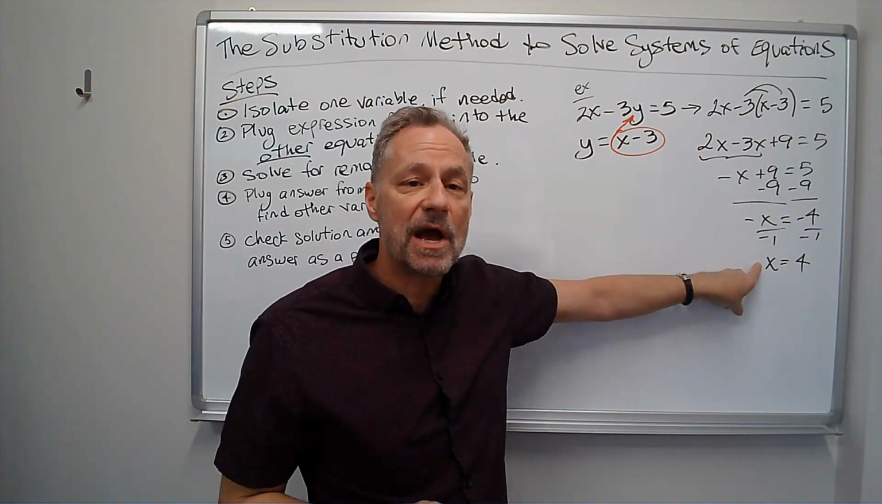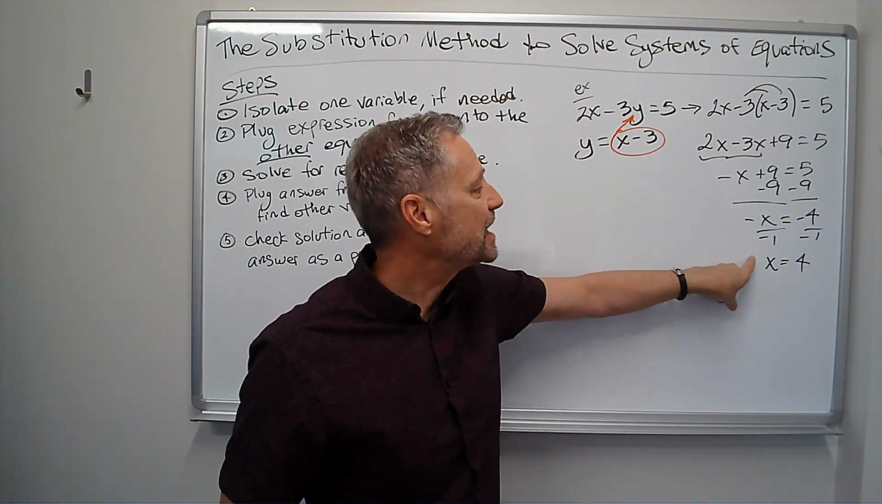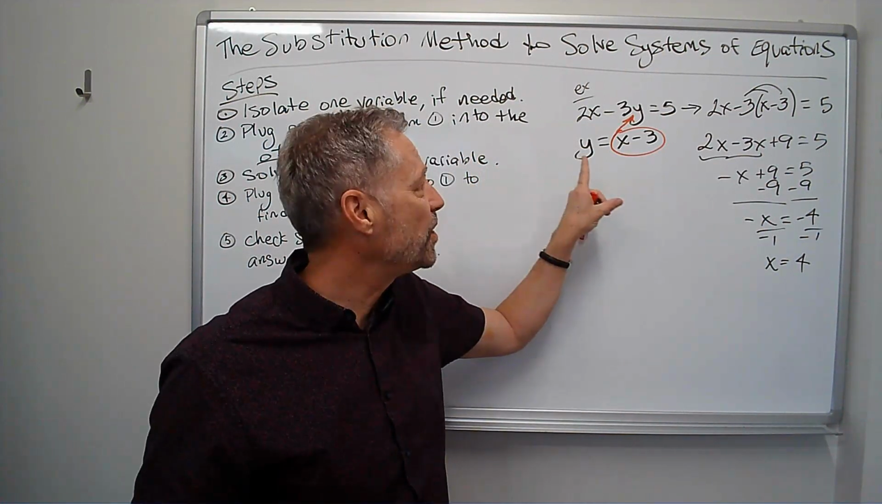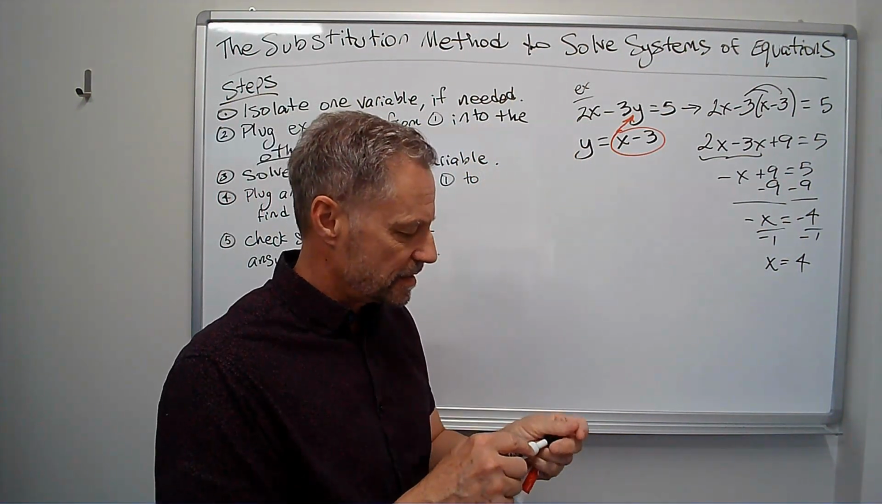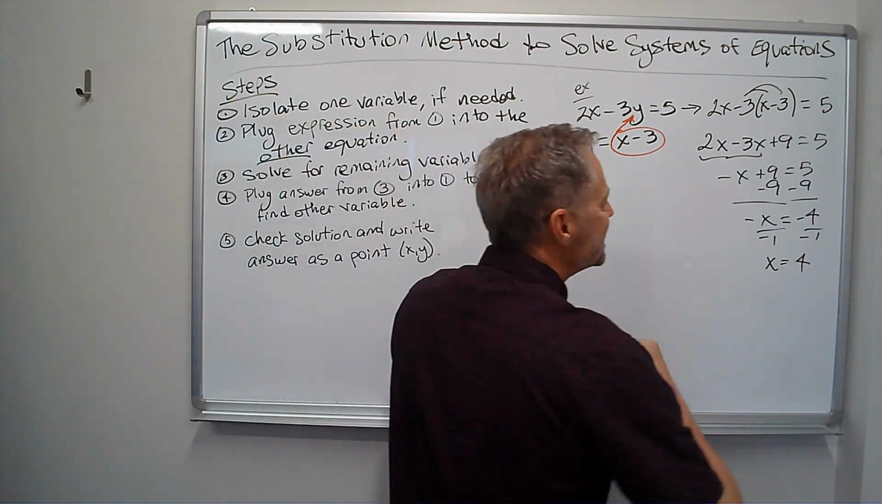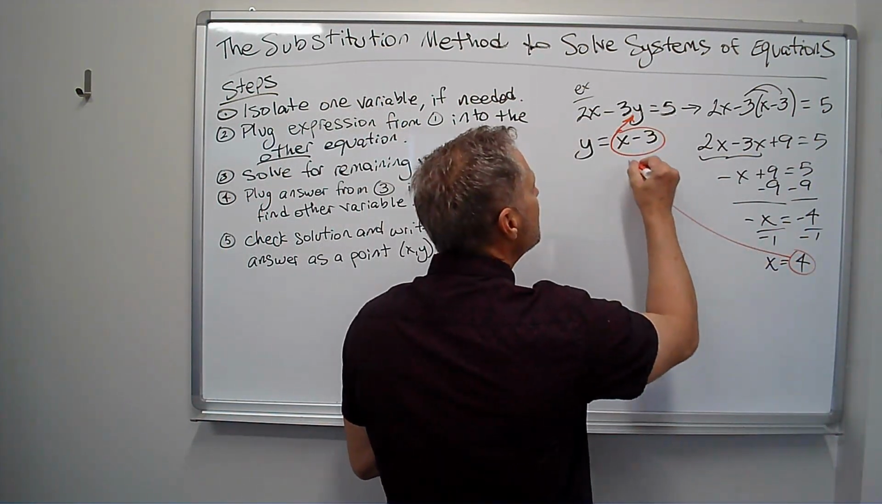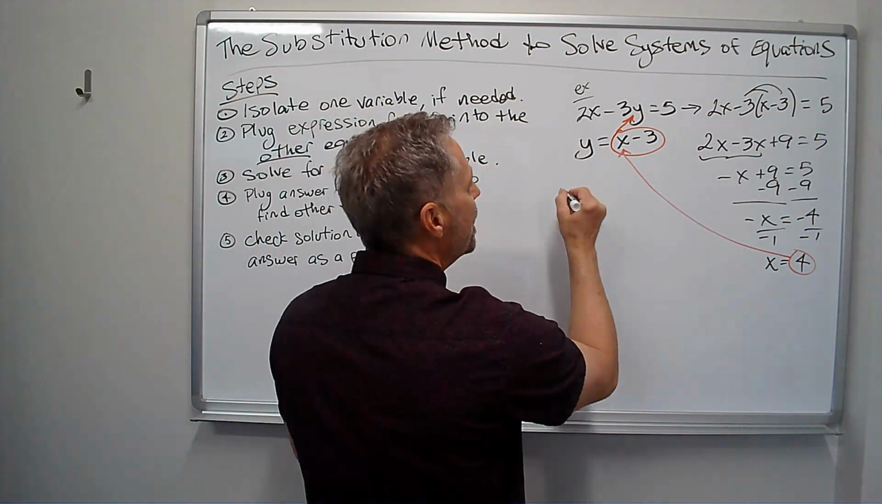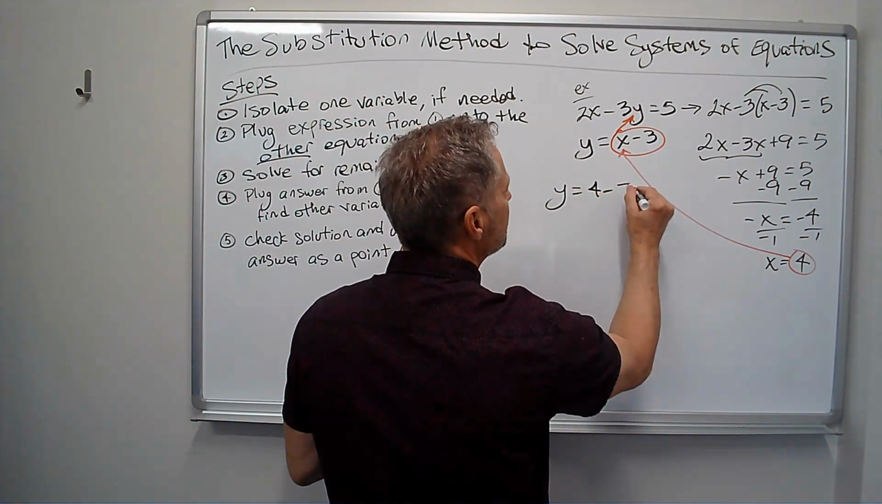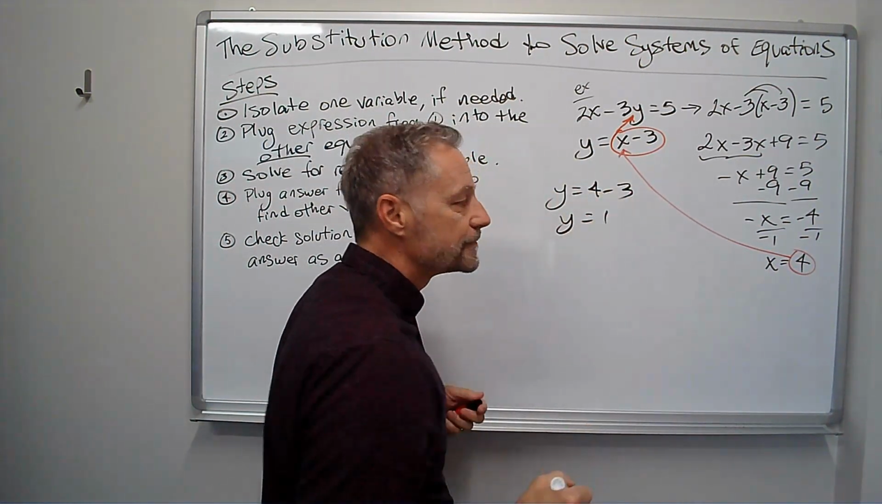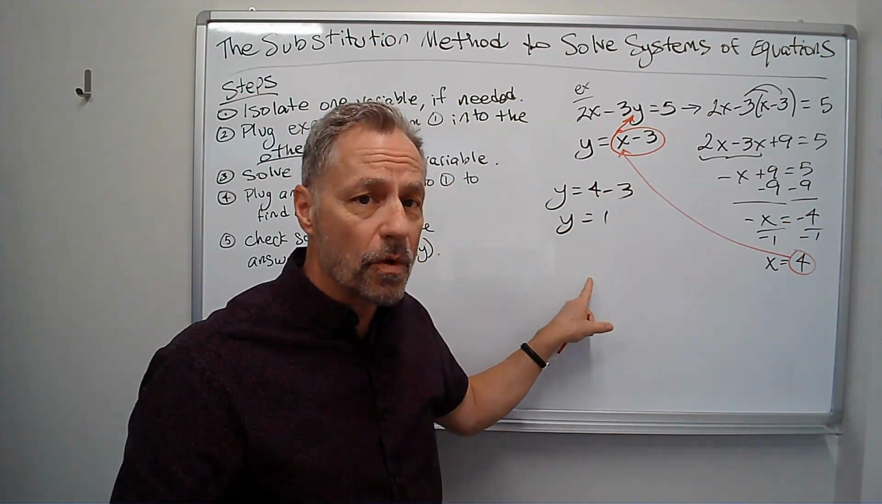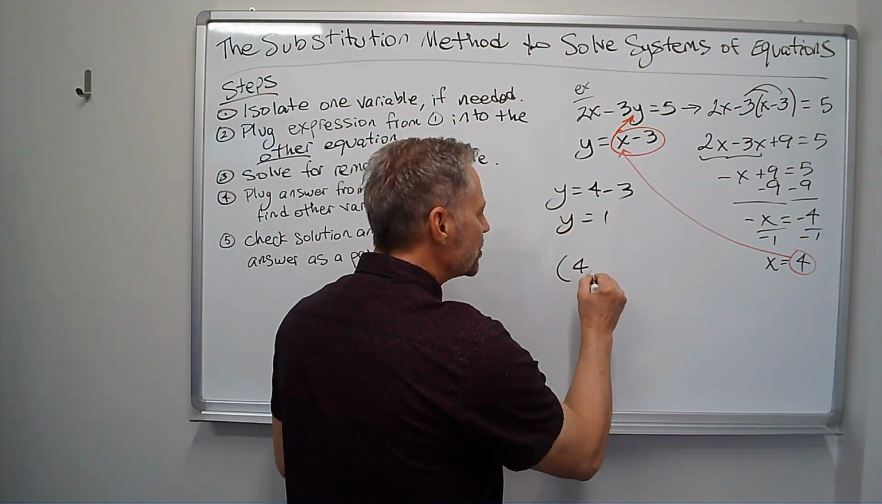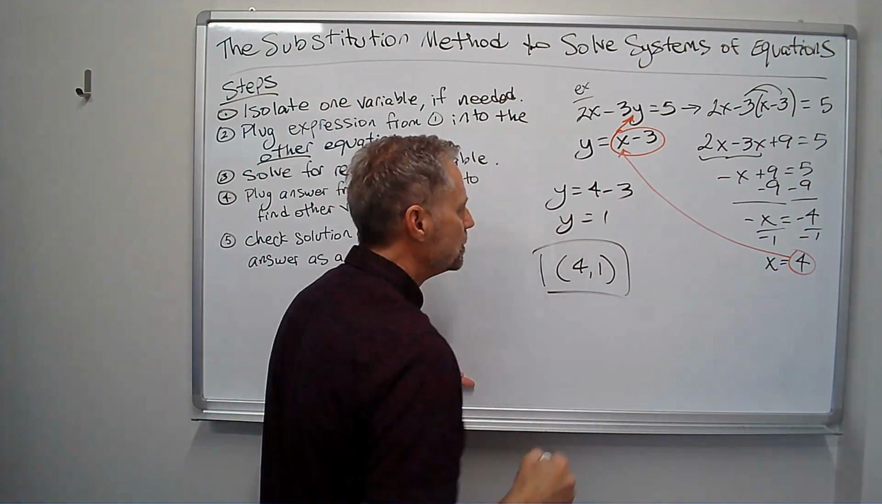But now I've got one of the variables. Since I have one of the variables, I have x, all I need is y. This is already solved for y. So now what I'm going to do is I'm going to take this value, plug it back in there for x, and then I'm going to get, oh, y equals 4 minus 3, or y equals 1. And that's going to be my answer, 4, 1. So what I'm going to do is I'm going to write my answer as a point.